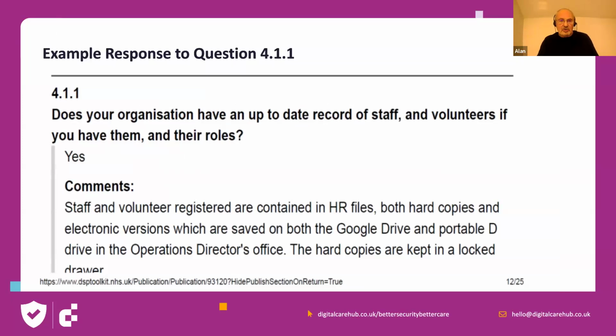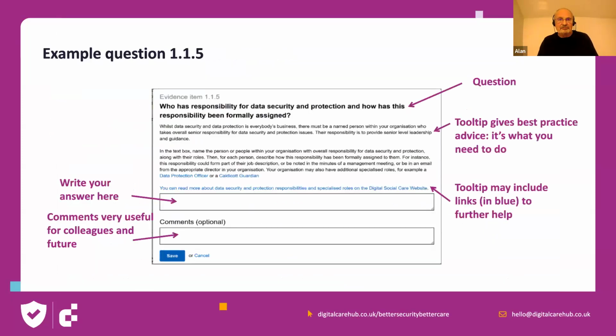So let's have a look at how the questions work in a bit more detail. If we look at question 115, which asks, who has responsibility for data security protection, and how has this responsibility been formally assigned? So this relates back to what I was saying about setting the organisation profile and the information governance lead. So this is basically that person who carries the can for data protection and cybersecurity in your organisation, and where does it say that that's their responsibility?